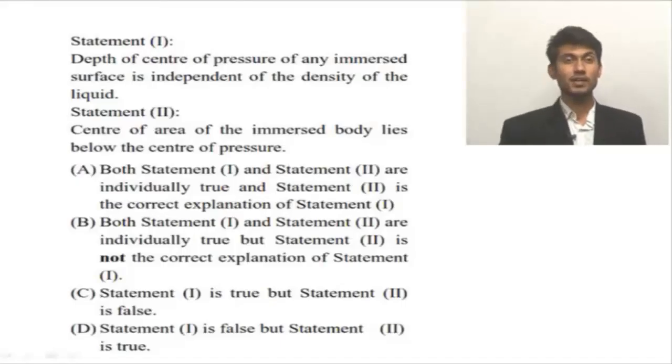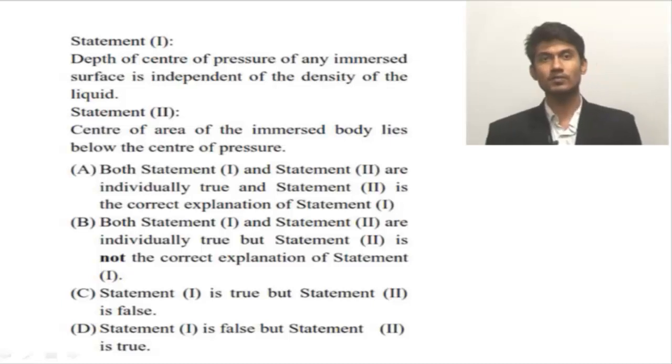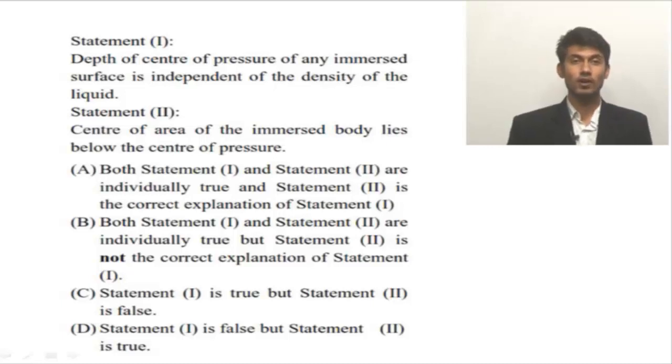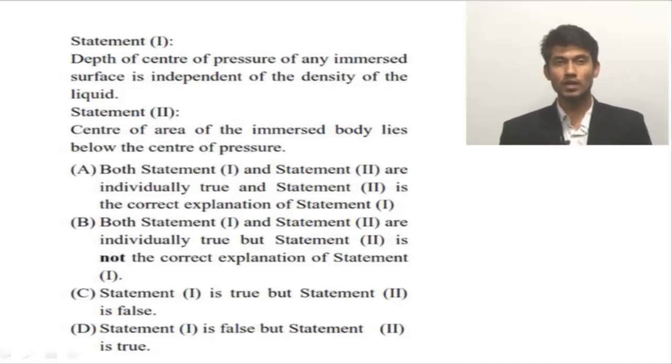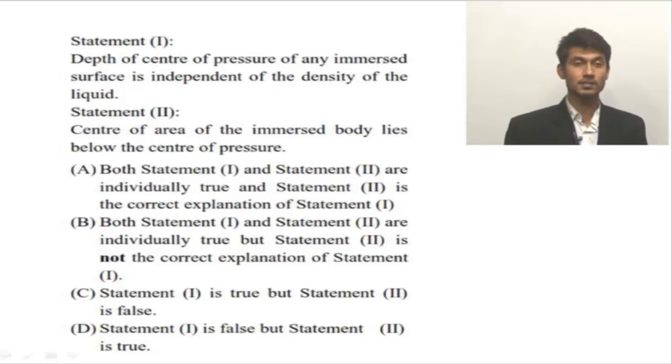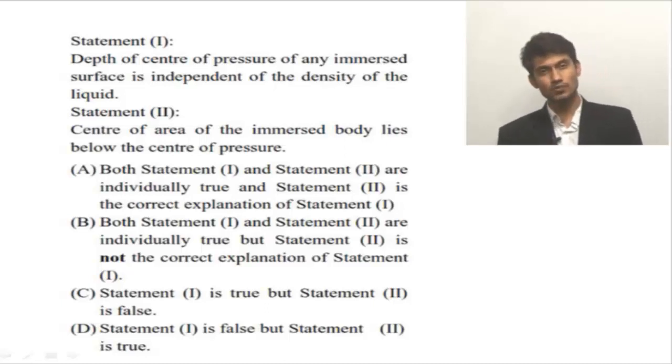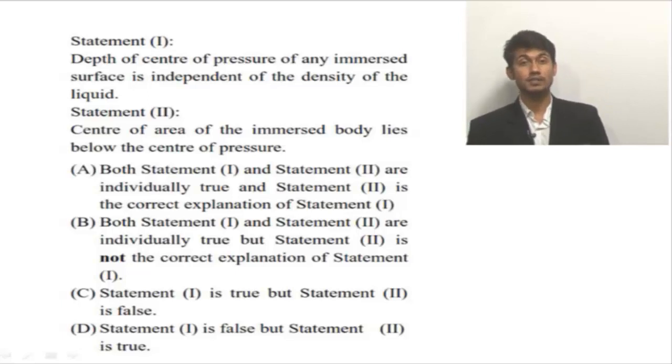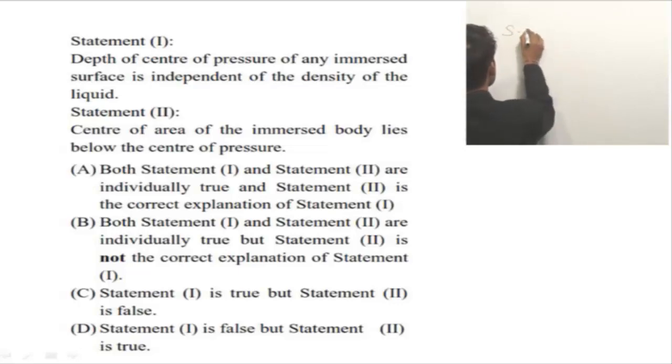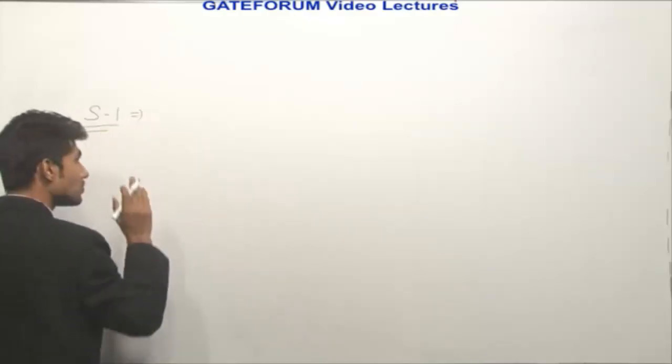For the next question, statement 1 is depth of center of pressure of any immersed surface is independent of the density of the liquid. Statement 2 is center of area of immersed body lies below center of pressure. Now there are 4 options. Option A: statements 1, 2 both are correct and 2 is the correct explanation of 1. Option B: statements 1, 2 both are correct but statement 2 is not the correct explanation. Option C: statement 1 is true but 2 is false, and option D: statement 1 is false but statement 2 is true. For such questions, we'll look at both the statements very carefully because these are the most confusing statements in our paper.